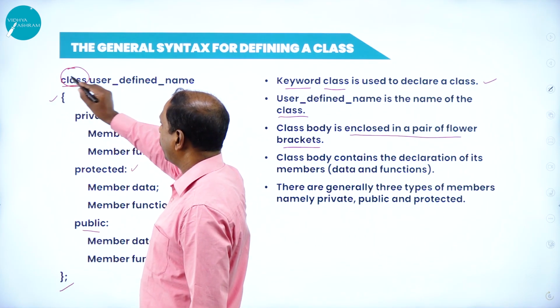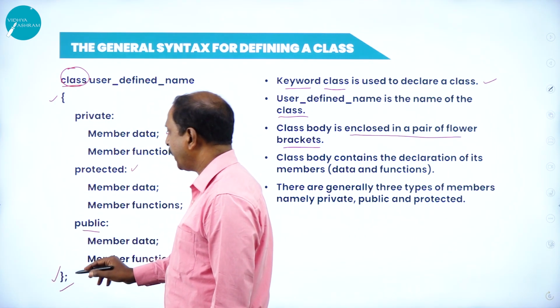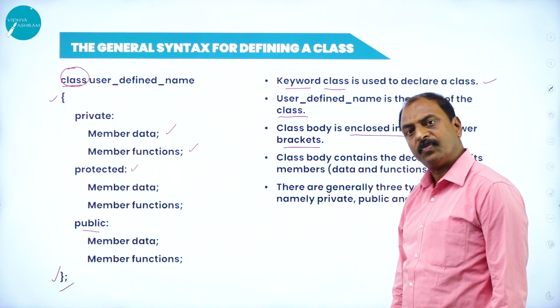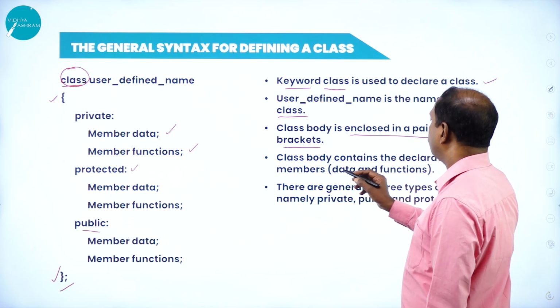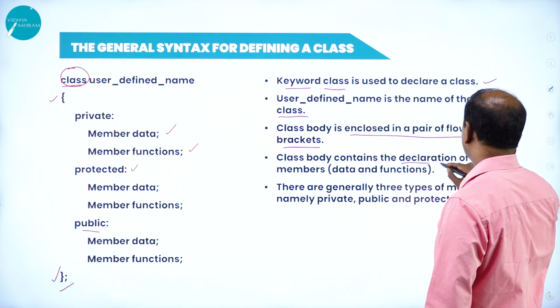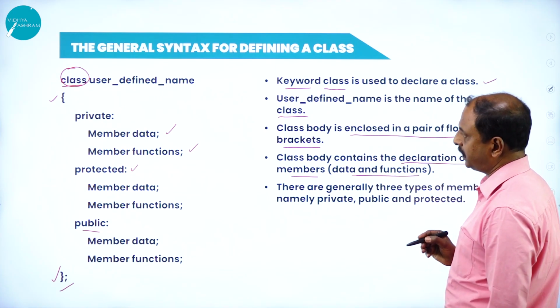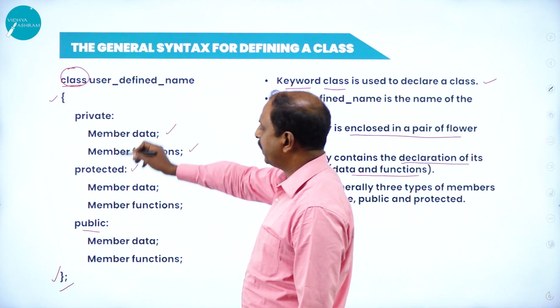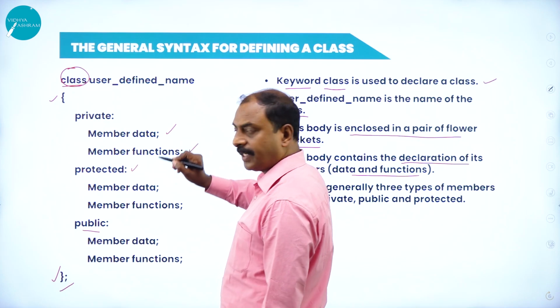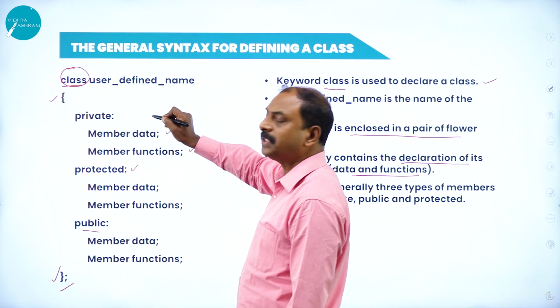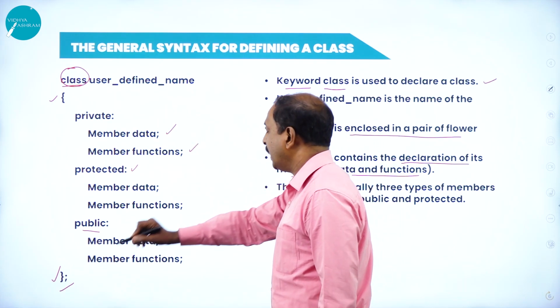So this is the open bracket and this is the close bracket. In between we can have member data as well as member functions. The class body contains the declaration of its members, data and functions. So here we can declare the variables or member data and also member functions which are going to operate on this data inside a class.